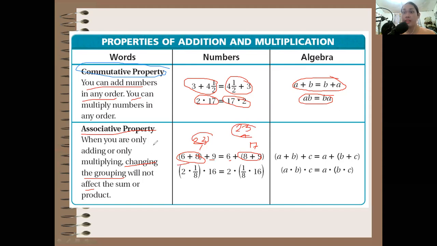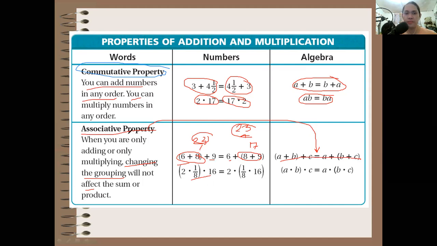So this property tells us that even if you change the groupings or the parentheses, the sum or product will not be affected. Same in multiplication: 2 times 18, grouped, times 16 is equal to 2 times the quantity of 18 times 16. Changing the grouping will not affect the sum and product of the expressions or numbers. So in algebra, the associative property of addition can be represented as a plus b, where a and b are grouped, plus c is equal to a plus the quantity of b plus c.